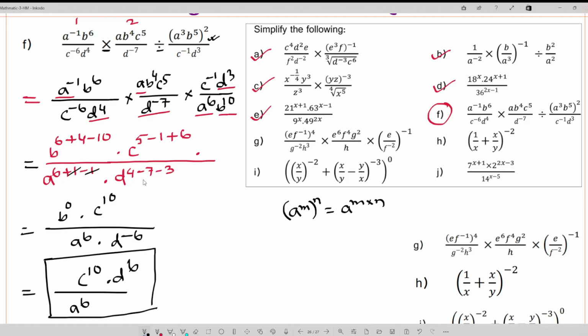With this d we can write it in here. Okay, no problem. c to the power 10, d to the power 6 and a to the power 6 is our right answer.